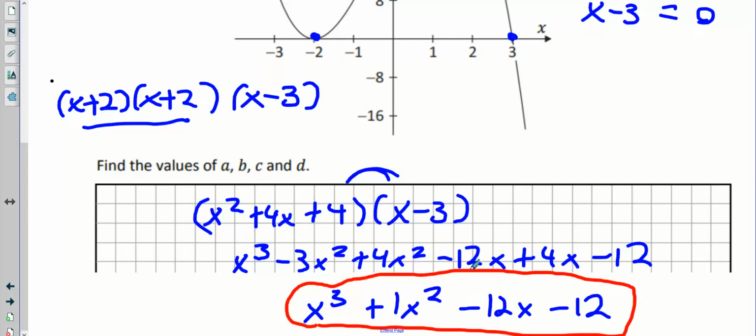There's a minus 8x. Oh, thank you for that. Sorry guys, thanks for telling me. Minus 12 plus 4 is minus 8. Thank you. Now, what do we notice?